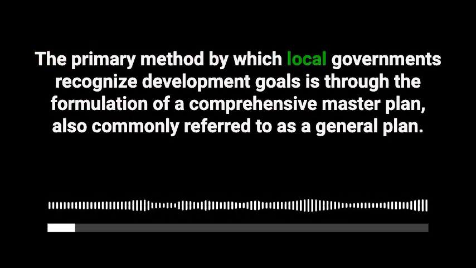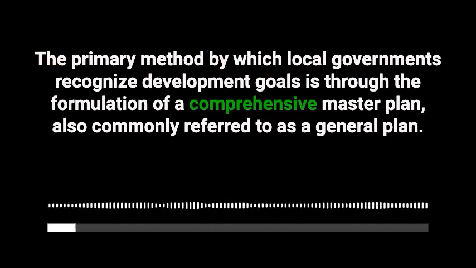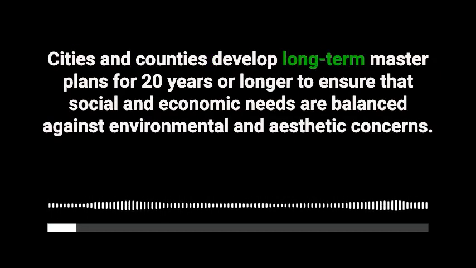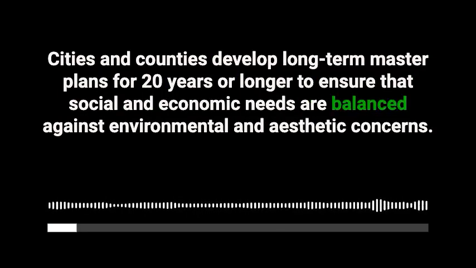Learning objective. Explain the development of a master plan and how it affects development, control, and use of property. The master plan. The primary method by which local governments recognize development goals is through the formulation of a comprehensive master plan, also commonly referred to as a general plan. Cities and counties develop long-term master plans for 20 years or longer to ensure that social and economic needs are balanced against environmental and aesthetic concerns.